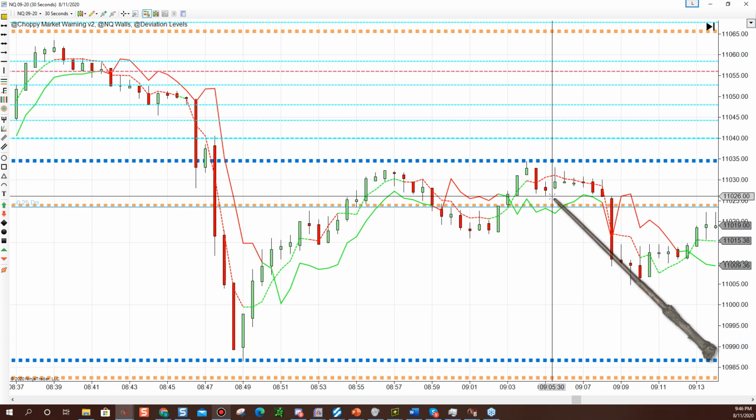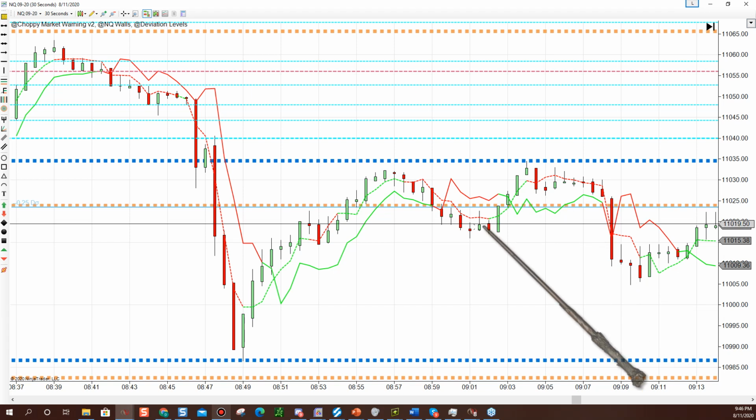Do you sit there and do you whine that you lost on the trade? No, you just go to next trade. Now, if you're trading with full-size contracts and you haven't taken some of these big gains, that's going to hurt.